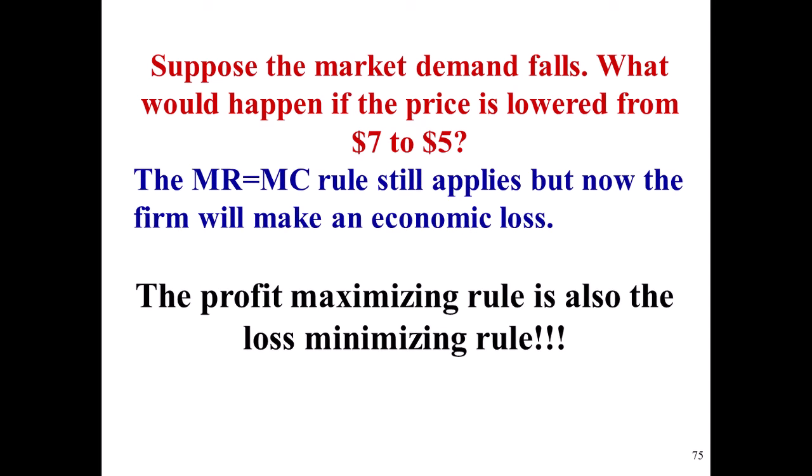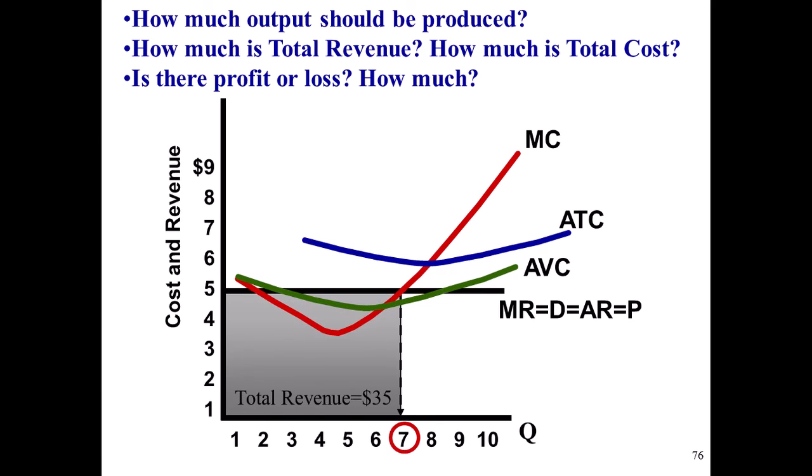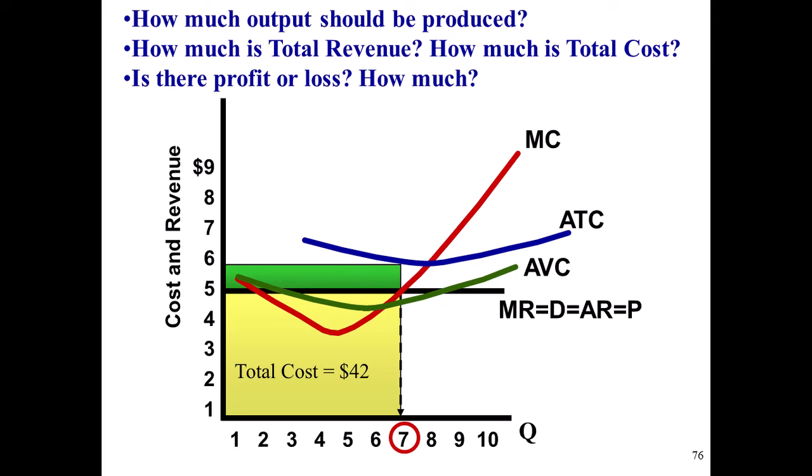Well, what if the price drops to 5? We're going to produce this quantity now because MR equals MC still holds. So 7 times 5, that's $35 in total revenue. How do I find my total cost? I do the same thing. Now I have to go up a little higher, take the dashed line, and go up to where it hits the ATC curve. Right there, my total cost is 42. You notice my costs are higher than revenue, so I'm making a loss. Right there, a loss of $7.